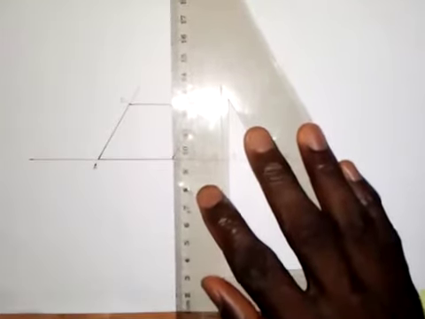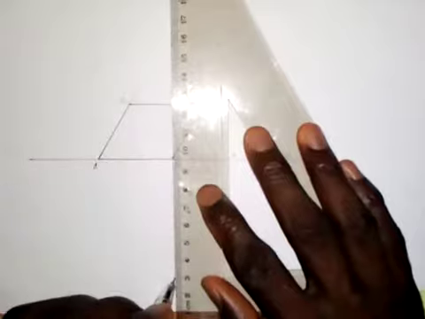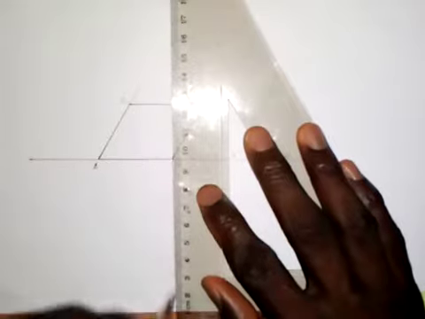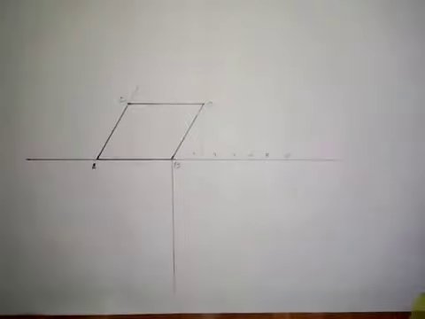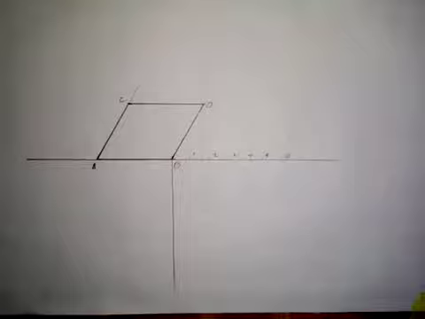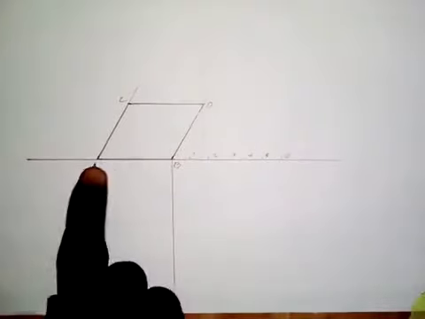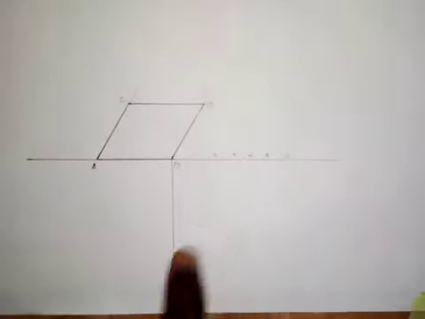So I draw a vertical line down here like this. Okay, so the next thing I'm going to do is to bisect distance A4. So distance from A to 4, I'm going to bisect that distance.